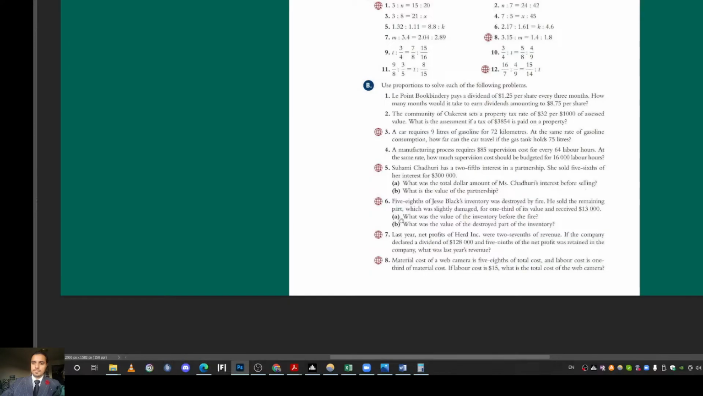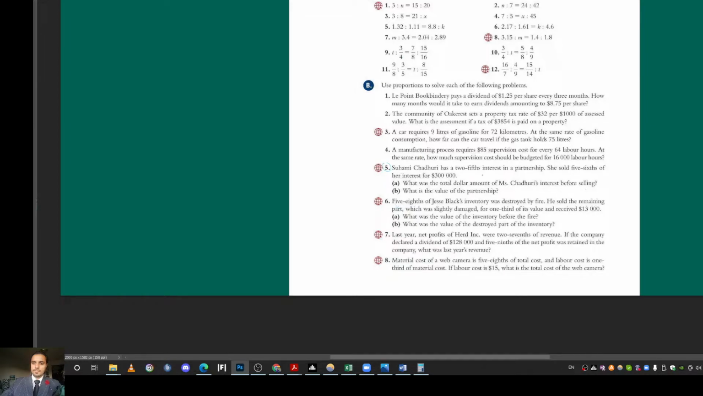All right, so welcome back to the last presentation on proportions. So now we're going to try out a couple of questions. We'll continue to try out some questions. So we'll start with this one, number 5. Okay, so what does it read?